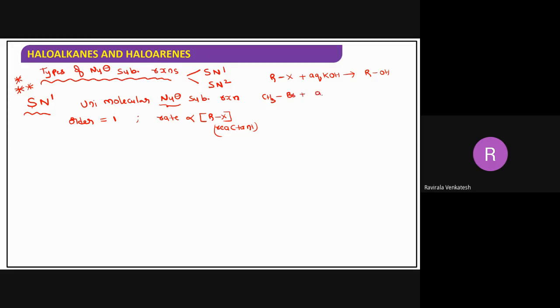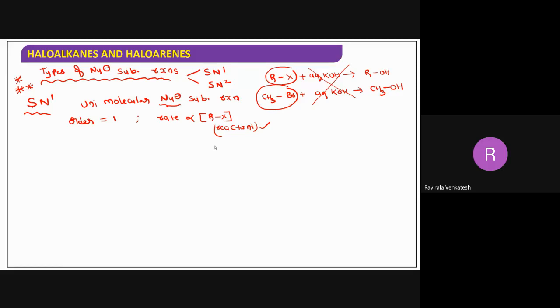Now, treating with aqueous KOH, we get CH3OH, right? In this case, the rate of reaction depends only on the alkyl halide. The rate of reaction does not depend upon the aqueous KOH. It depends only on the reactant. Such types of reactions are unimolecular nucleophilic substitution reactions.